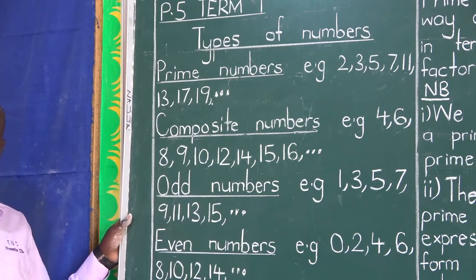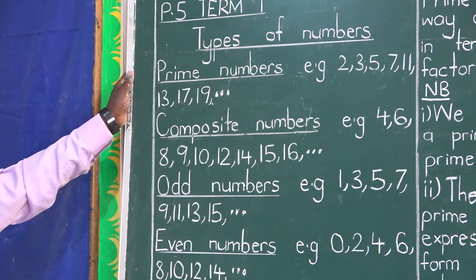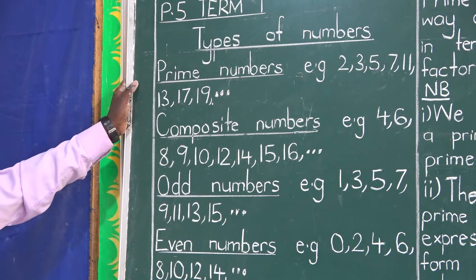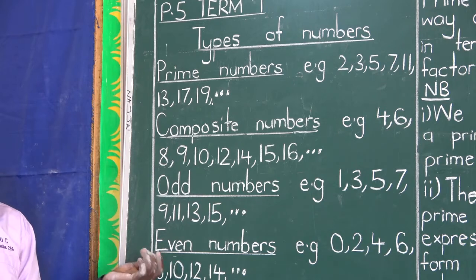So get to know that when divided by 2, each leaves a remainder, meaning they are not exactly divisible by 2. In terms of a whole, there is a remainder that remains unshared. So therefore, those are odd numbers. Odd numbers are the opposite of even numbers.